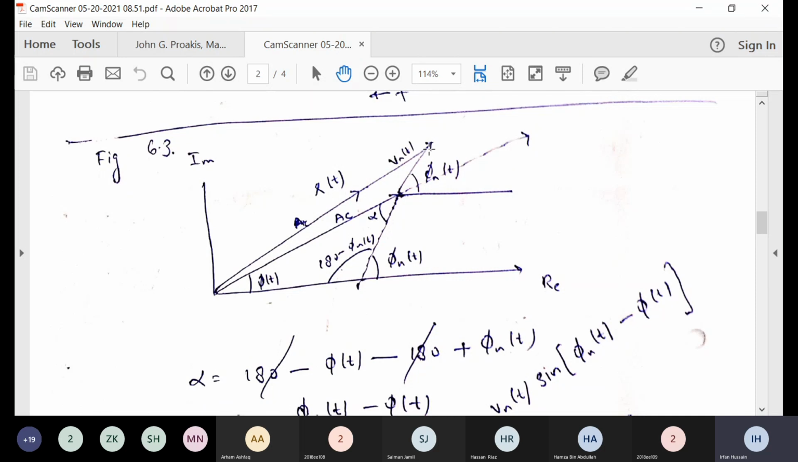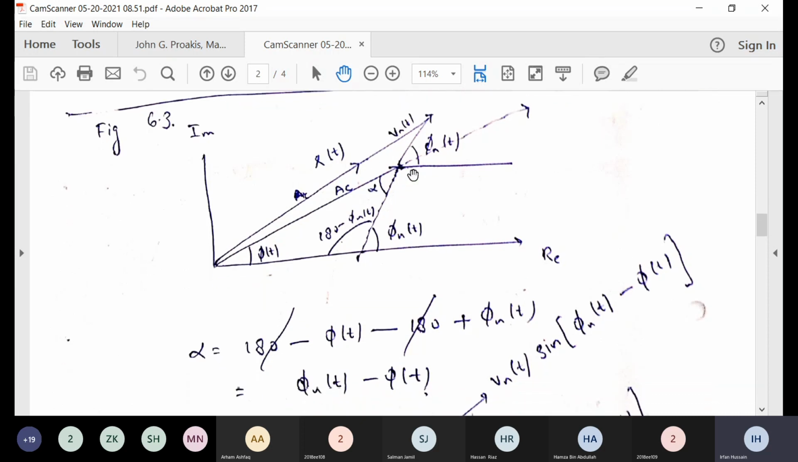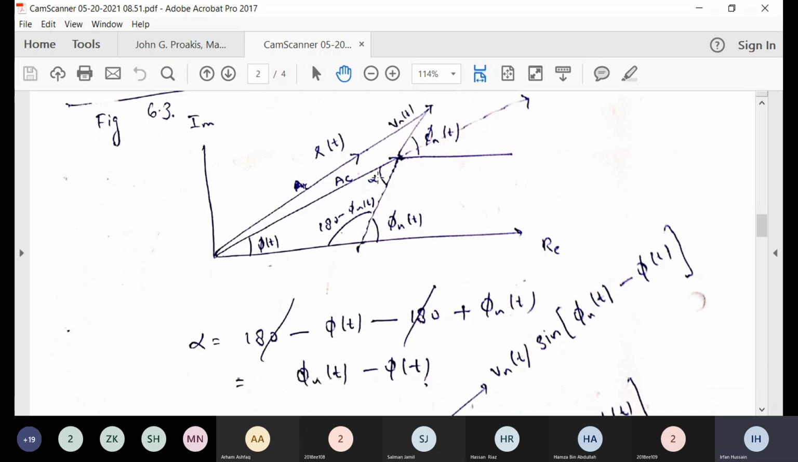All right. Now here we are interested in finding this angle. So you can see that this is phi_n(t), this will be 180 minus phi_n(t), while this alpha will be equal to 180 total minus phi(t) minus 180 plus phi_n(t). This means this alpha comes out to be phi_n(t) minus phi(t). All right.